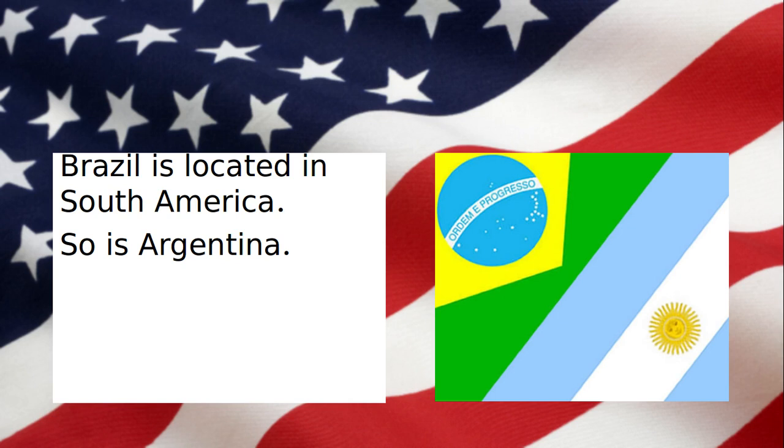Now, I'm going to show you 2 situations, and you have to think of a phrase using both and. You can pause the video if you want to have more time to think the phrase through before I give you the answer. So the first one is, Brazil is located in South America. So is Argentina. So how can we express these 2 ideas using one phrase, both and?